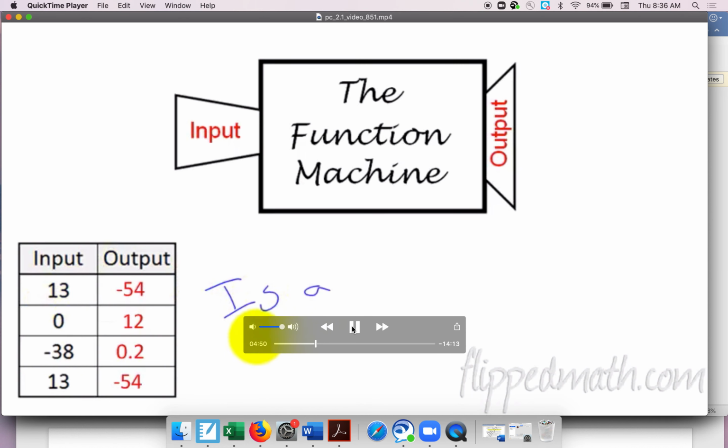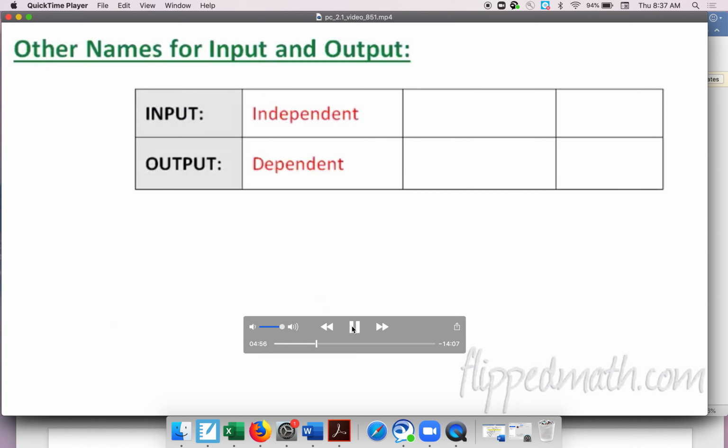Okay. So in your notes, I would write that as your definition. A function is a relationship where each input has exactly one output. I'd also include an example of a table that is a function and a table that is not a function so that you can refer back to that later. So hopefully that helps you know with just tables what you're doing with input and output.